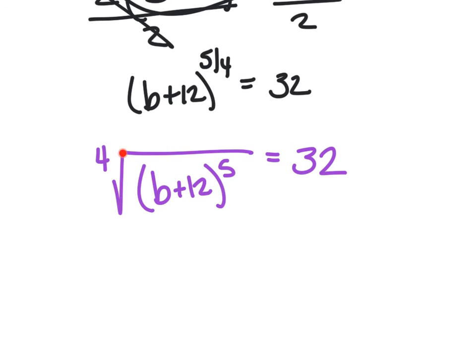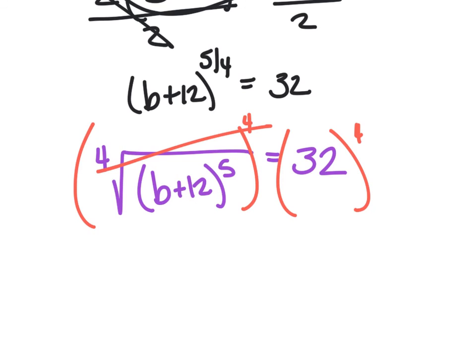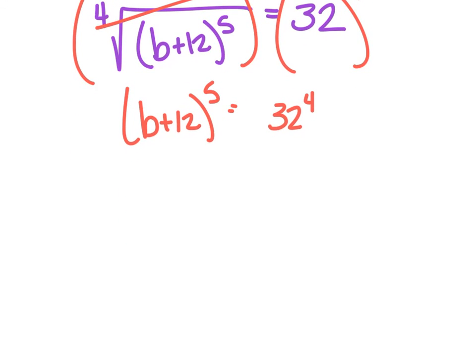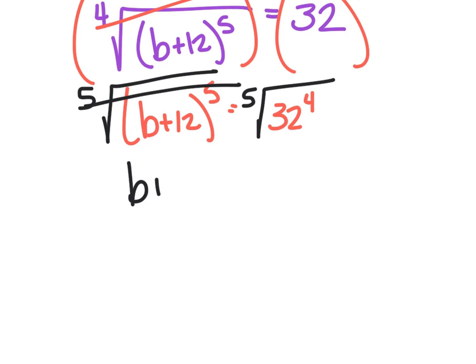All right, so to get rid of a 4th root, I just wrap it up and I raise both sides to the 4th power. Those cancel. So I get the quantity b plus 12 to the 5th equals, again, I don't know what 32 to the 4th is, so I'm just going to leave it there as 32 to the 4th. Okay, now if I have a 5th power, I'm simply going to take the 5th root. Those cancel, and I get b plus 12.